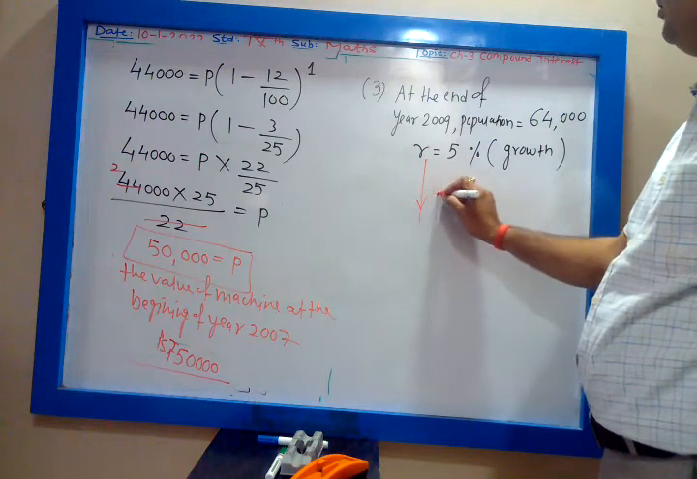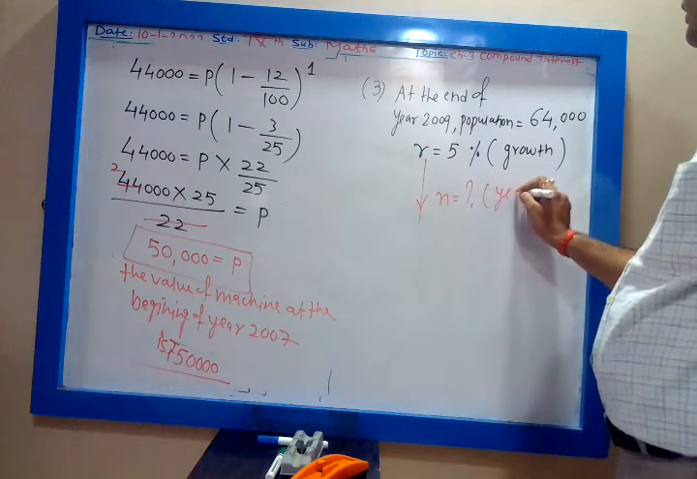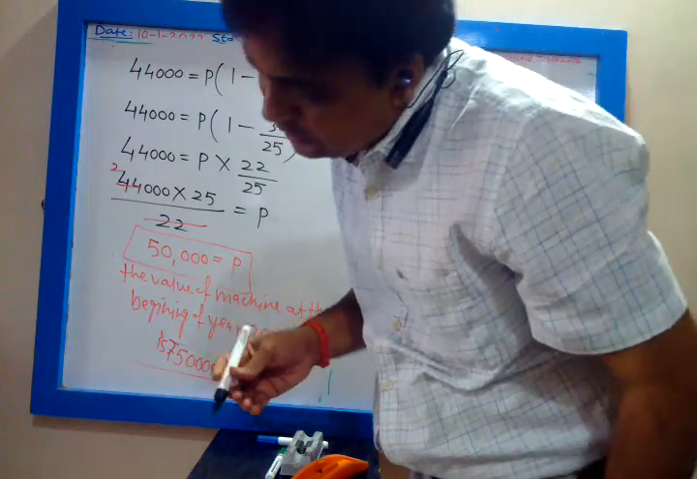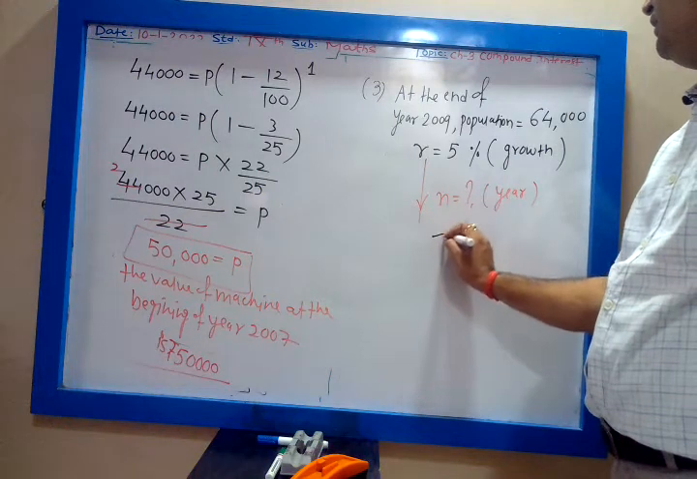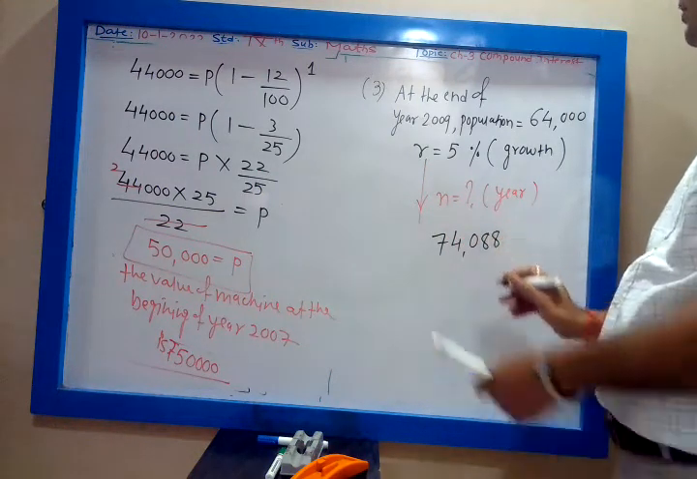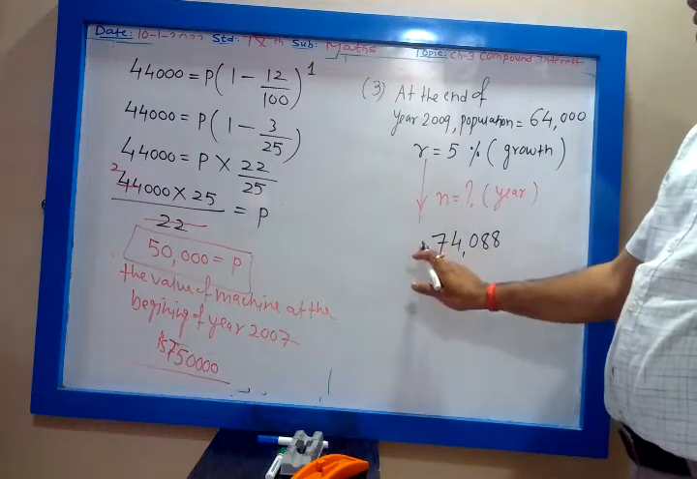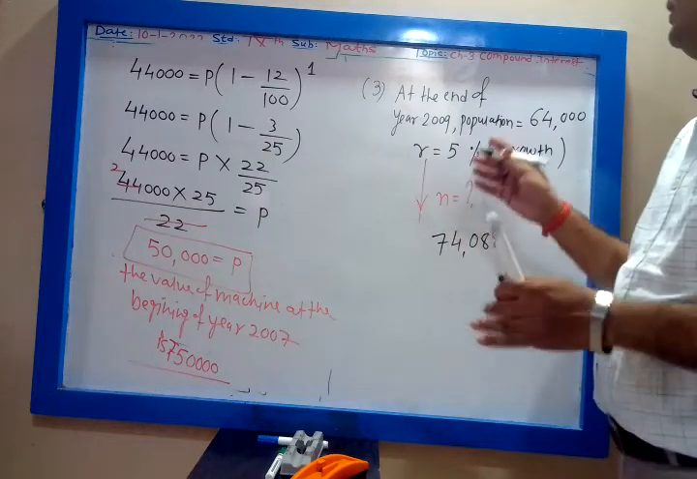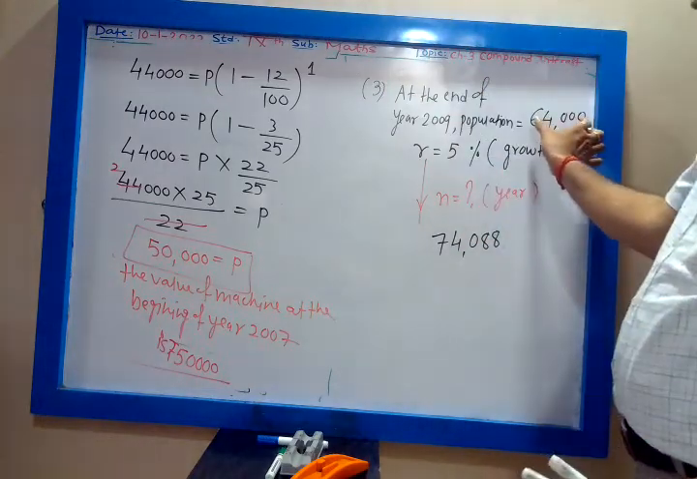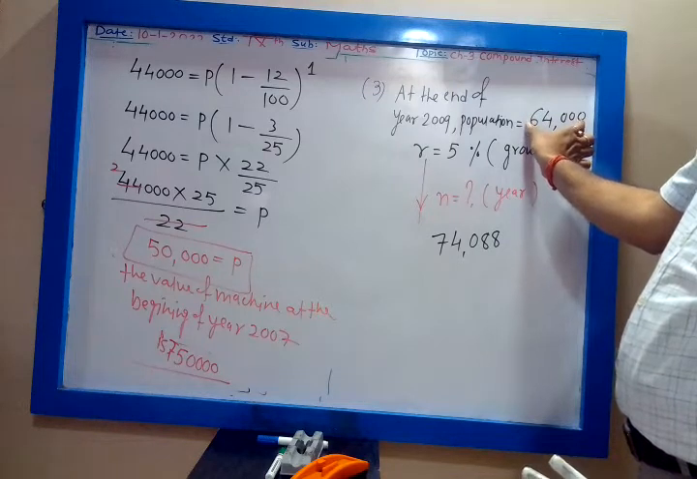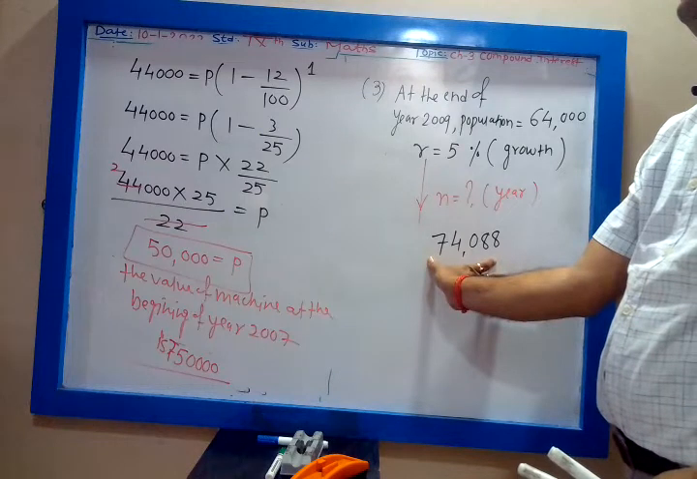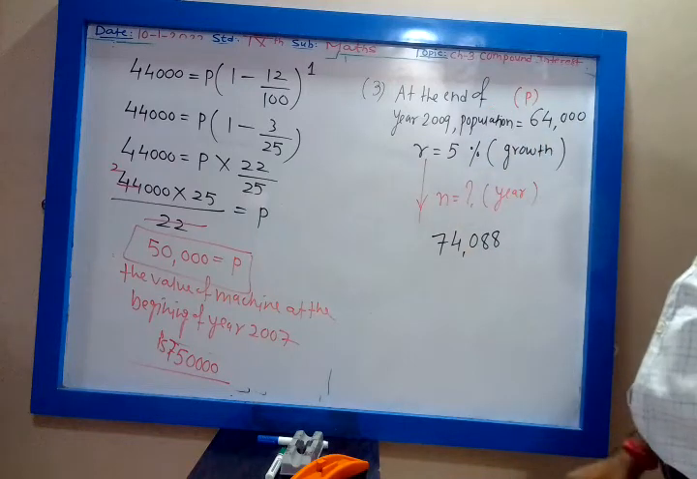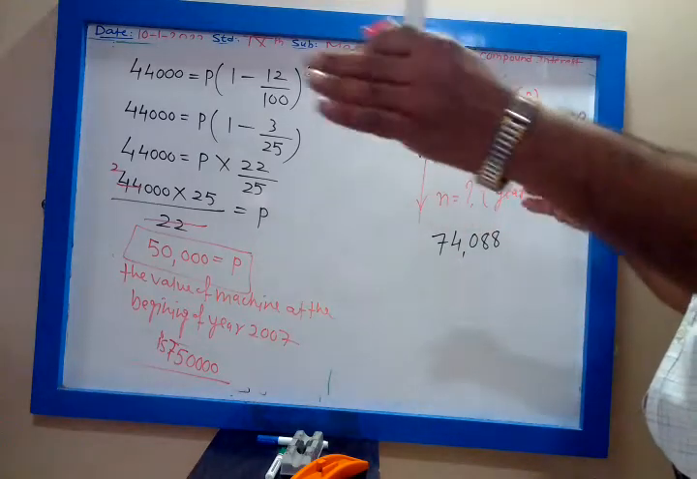So after 2009, in how many years does the population reach 74,088? So can you tell me what will be this? This question is same as this is my initial amount, and this is my amount at the end. So what is this amount? 64,000. This is my principal amount. Yes or no? This is my principal. 64,000 is the population in the beginning.